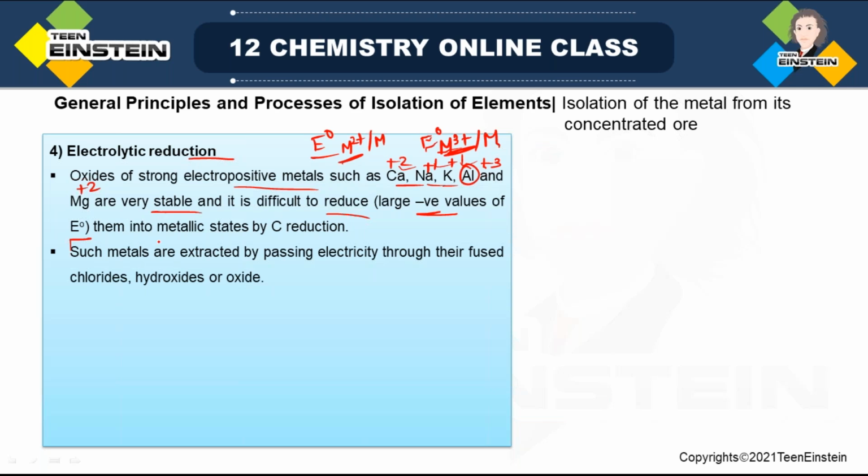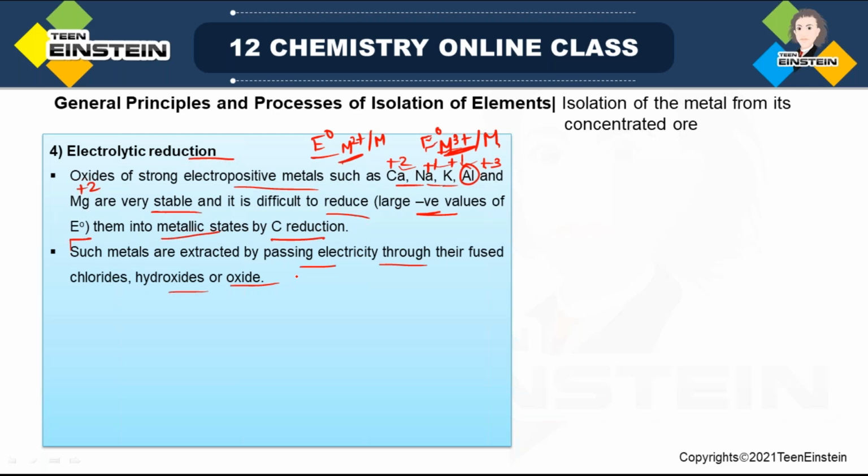So it is difficult to reduce them into the metallic state, that means zero oxidation state, by carbon reduction. So that is why in the carbon reduction method, we have not used this type of metal oxide. So what to do? Such metals are extracted by passing electricity through their fused chloride salt, hydroxide salt or oxide salt. Okay, so it may be calcium chloride, calcium hydroxide, calcium oxide, or sodium chloride, sodium hydroxide, sodium oxide.